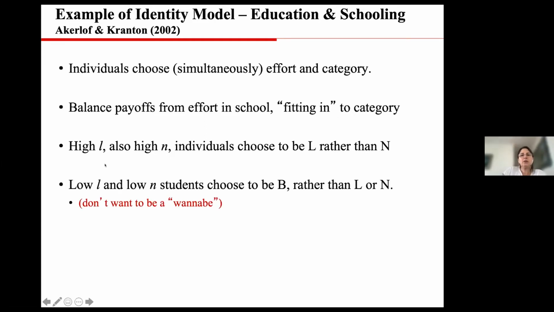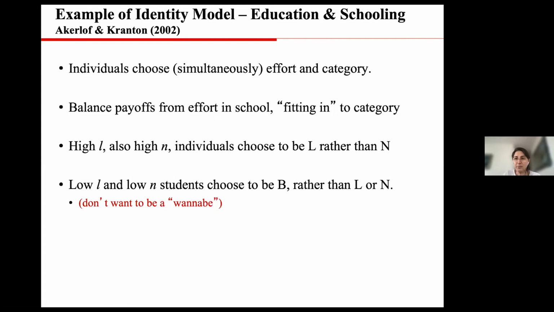Now let's think about a low L and a low N student. Apologies, this should probably have these subscript i's on it. Now that I see the slides, these should have little subscript i's. So this is an individual that has a low L_i. Their own individual attribute is a low L, and their own individual N is a low N. This student might choose to be a B rather than try to be an L or an N.